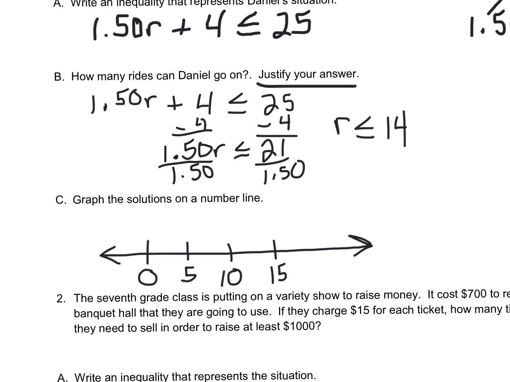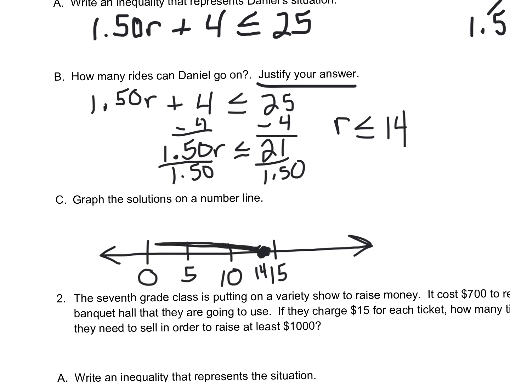Because it is a less than or equal to, now we want to put a closed circle at 14. And again, I'm estimating the location of 14. I can identify it by putting a 14 right underneath there so that everybody can see that that is my boundary. And then I simply draw that arrow.